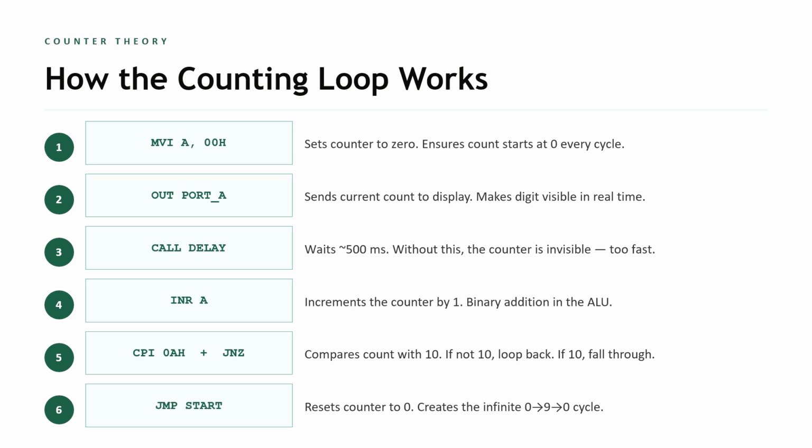Step 3, call delay. Wait approximately 1 second. Without this, the counter is invisible, too fast for the eye. Step 4, increment C. Increment the digit counter by 1. Binary addition in ALU. Step 5, CPI 0AH and JNZ compares the counter with 10. If not, jump back to step 2 and display the next digit. If it is 10, fall through. Step 6, jump start, reset counter to 0 and restart the entire cycle. This creates the infinite 0 through 9 through 0 loop.